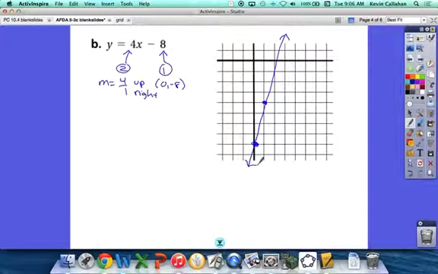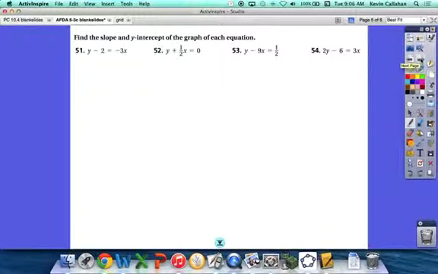Okay. Now there's one other kind of problem, and this is where if you're asked for the slope and the y-intercept of an equation which is not in slope-intercept form, then you're going to have to put it in slope-intercept form first so that you can tell those. For example, on this first one, y minus 2 equals negative 3x. What do I have to do to put it in slope-intercept form? Okay, we need to solve for y. In this case, plus 2, plus 2.